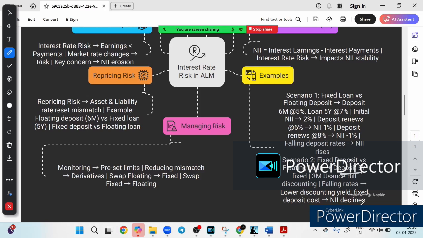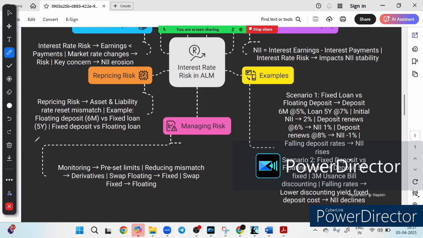So we have seen both scenarios. In the first scenario our loan was at a fixed rate. In the second scenario our deposit is at a fixed rate. You can see in both cases, if the interest rate changes, consequently it has an impact on NII. So you can't say that in one case we can ignore the impact on NII. In both cases our assets and liabilities are exposed to net interest income erosion. Sometimes it is erosion, sometimes it is expansion also.